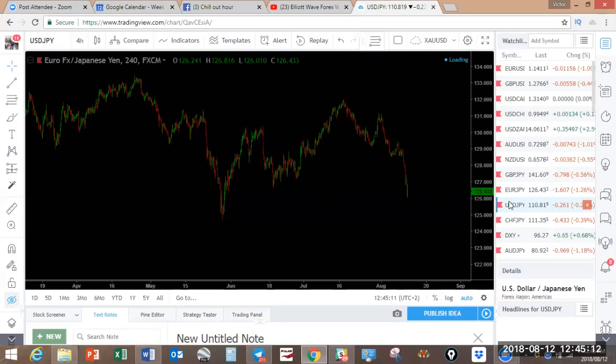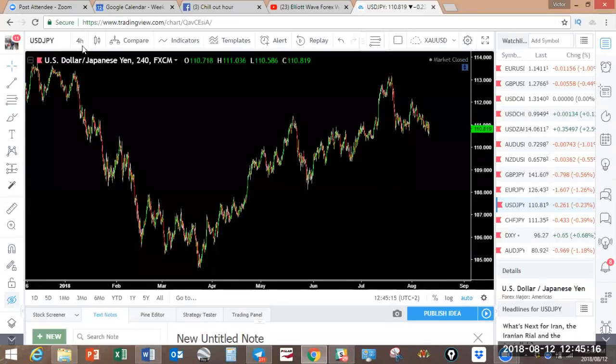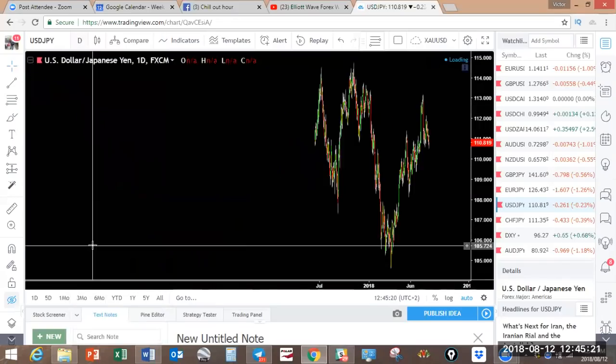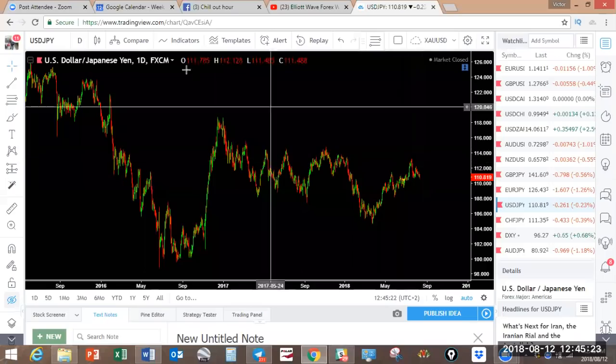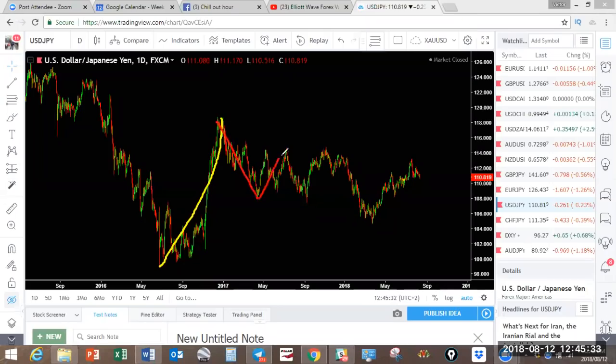Looking at US dollar JPY. Okay, so US dollar JPY, we have to look at the daily chart here and what we've been looking at since last year. Okay, so if you look at US dollar JPY, you've got something like that. You've got a passing move to the upside like that, and you get a three-wave move down, you get a three-wave move correction, and after that, what you get is another three-wave move to the downside.